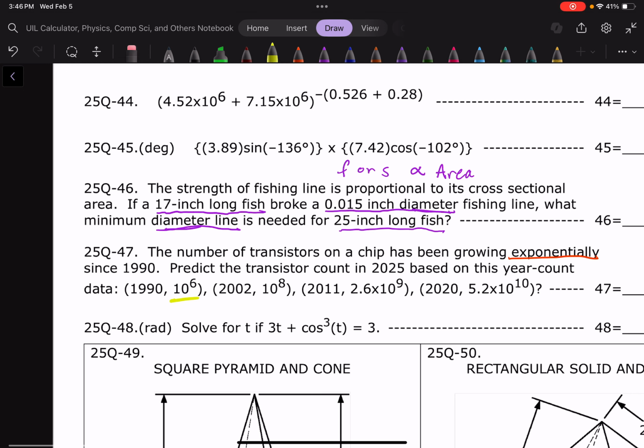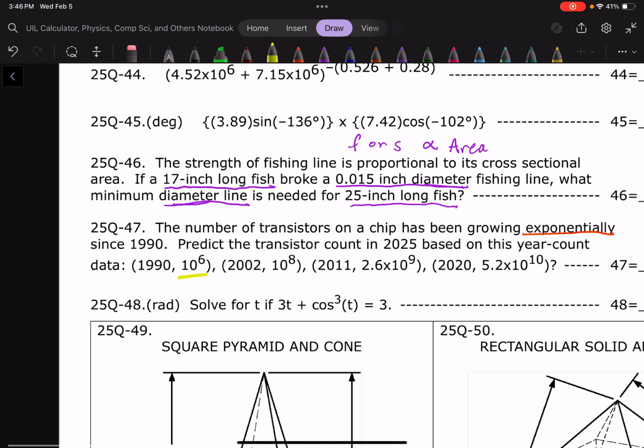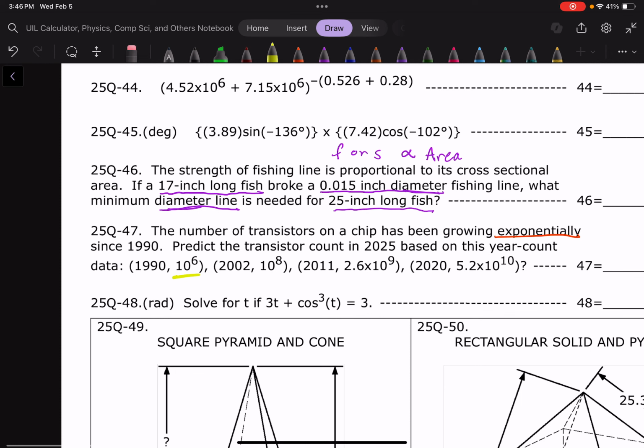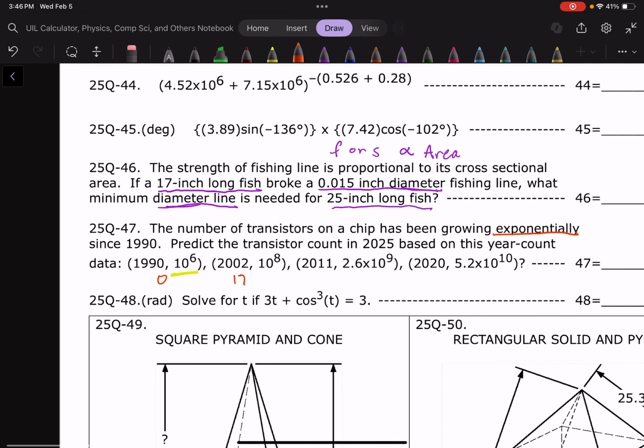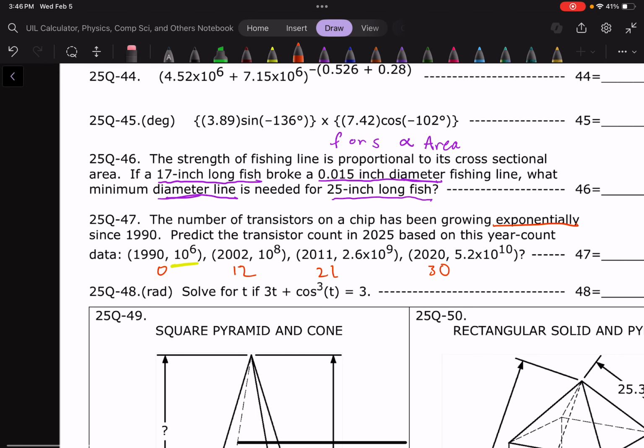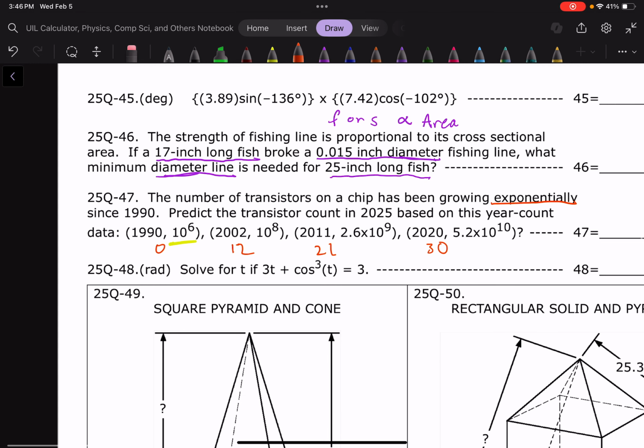Now, in this case, you can do it through the years, or you can really do it this way. This would be year 0. This would be year 12. This would be year, let's see here, 21. And this would be year 30. So I really think you should do it that way. So again, 10 to the 6 log 0 sigma plus. 10 to the 8 log 12 sigma plus. 2.6 times 10 to the 9 log 21 sigma plus.